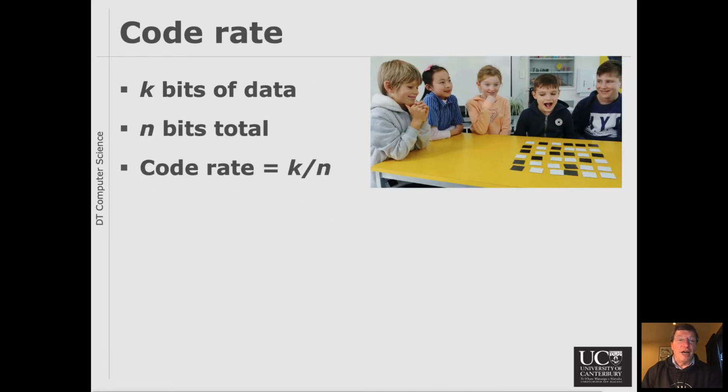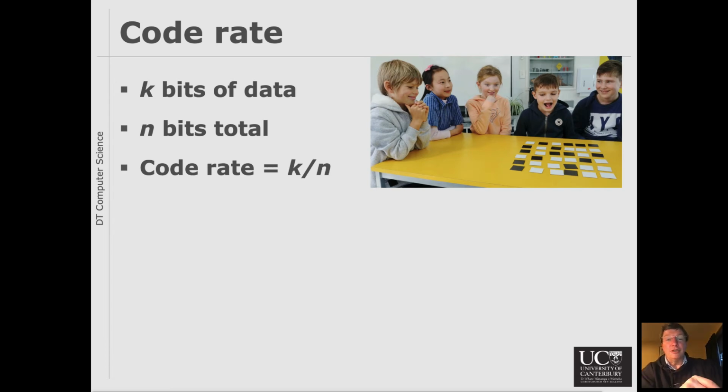So the first one is just the idea of code rate, that when we're adding bits to data, then we've got that overhead. And so if we've got k bits of raw data and n bits in total, then we say that the code rate is k divided by n. Let me give you an example.